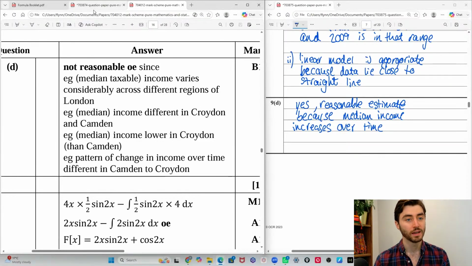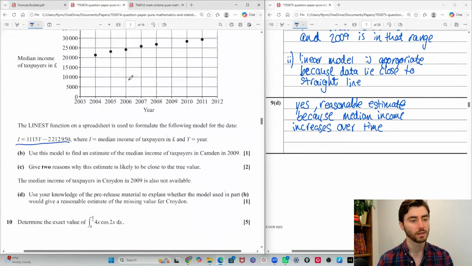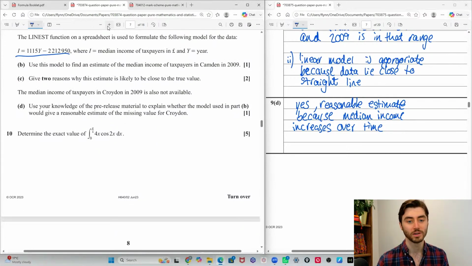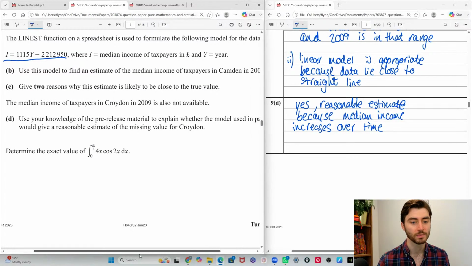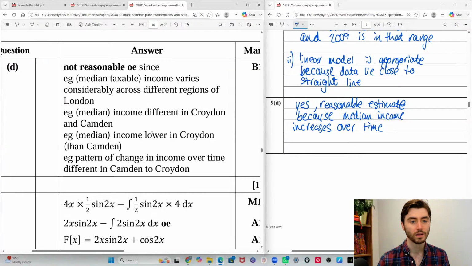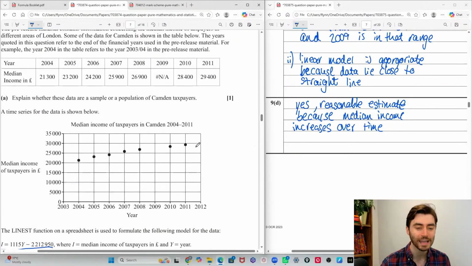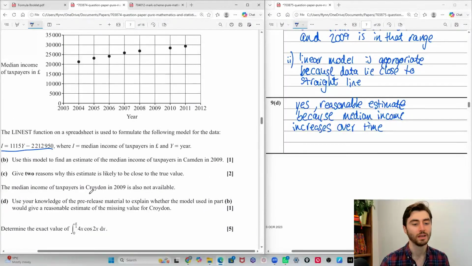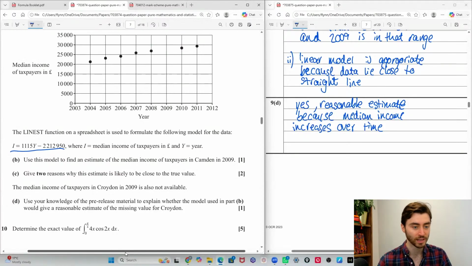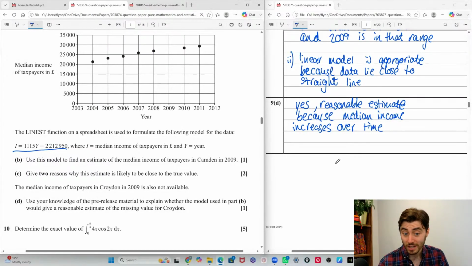I completely guessed D. I'm not gonna lie. So what was D? 9D. Use your knowledge of the pre-release material to explain whether the model would give a reasonable estimate. What was I supposed to know? Not reasonable, since median income varies considerably across different regions. Wait. But this was... Oh, I didn't read the question. God damn it. This was for Camden, and we needed to do it for Croydon. Okay, my bad. So you can't take Camden and say it's going to do Croydon. They vary across regions quite significantly. That was me not reading the question.